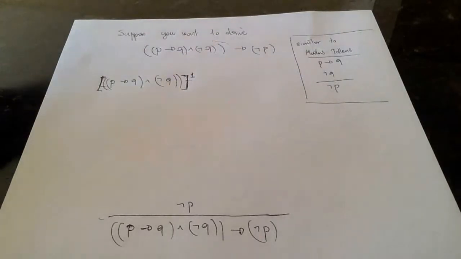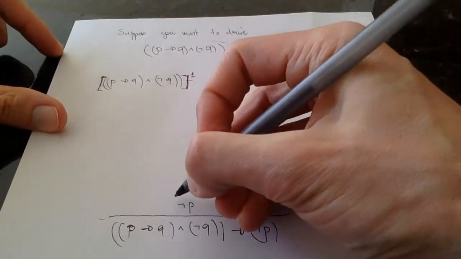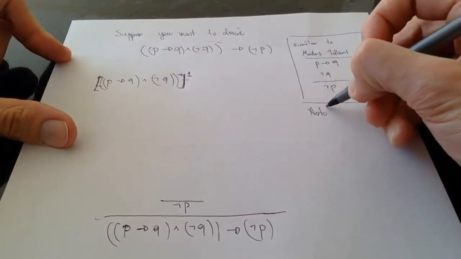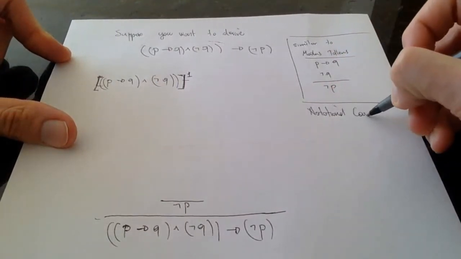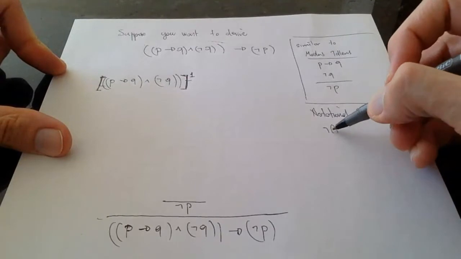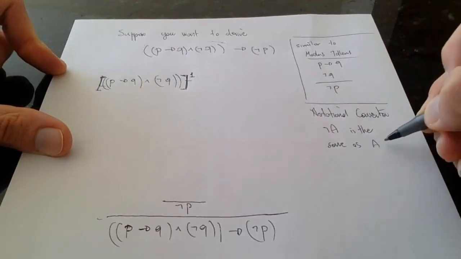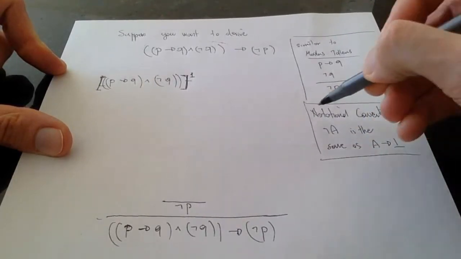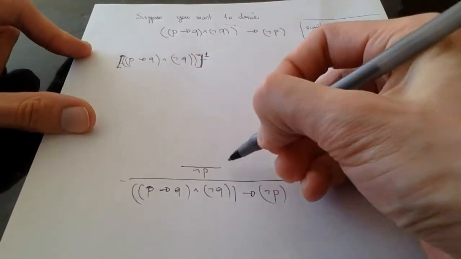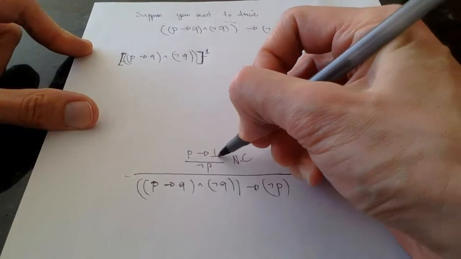Now, one thing I can do to get closer to close the gap here is to rewrite not P according to my notational convention. And so remember, the notational convention when it comes to negated formulas says that if you have something like not A, it is the same as A implies the contradiction. So this is our notational convention NC, and so I can use it here, and I can write not P as P implies the contradiction.